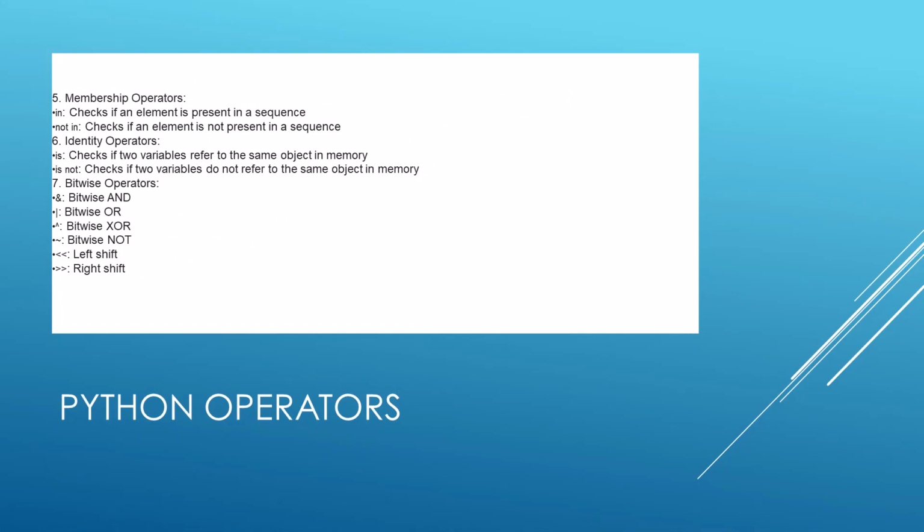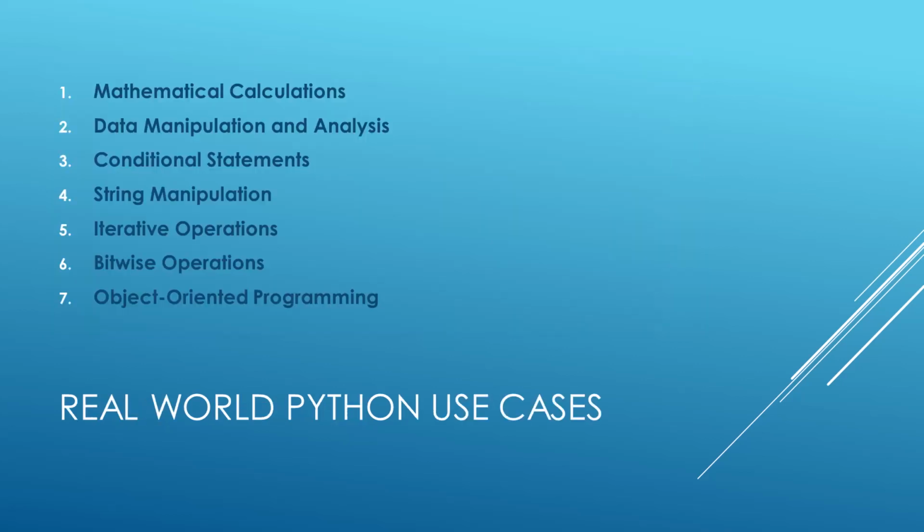5. Membership operators. Check if a value is present in a sequence, list, tuple, string, etc., using in and not in. 6. Identity operators. Check if two objects are the same object, is, or different objects with the same value, is not. 7. Bitwise operators. Perform operations on the binary representation of numbers, less common in everyday coding.